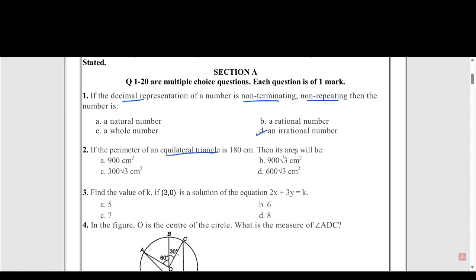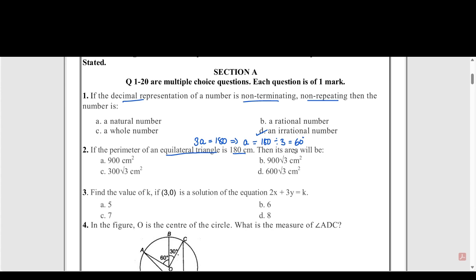Perimeter of equilateral triangle, that means all sides are equal. So 3a is equal to 180, which implies a is equal to 180 divided by 3, 60.